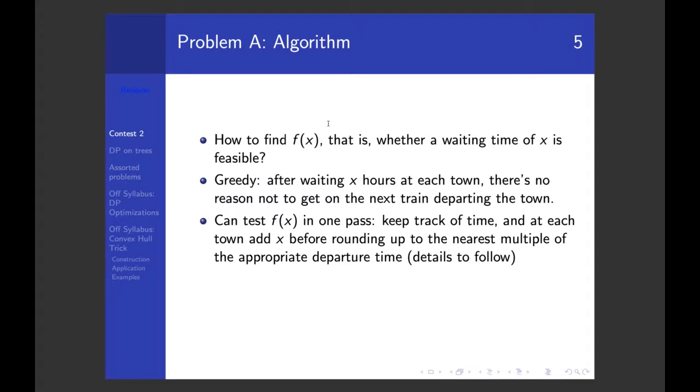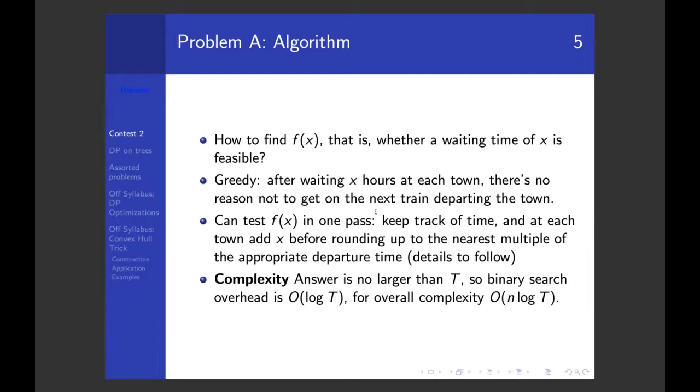Do it in one pass as you go through. Keep track of your current time. When you get to a station, a town, add X to correspond to waiting for X. Then you find the nearest departure time. And on the next slide, we'll go over in a bit more detail how that works.